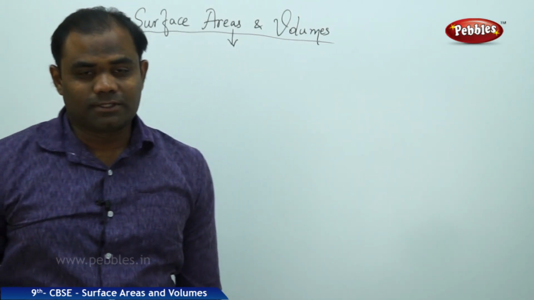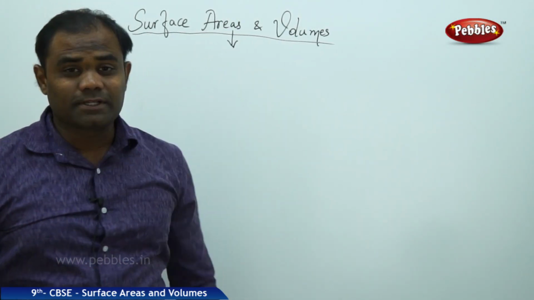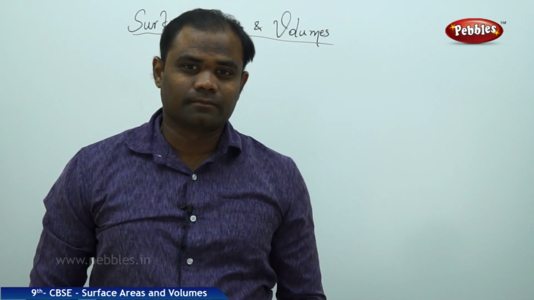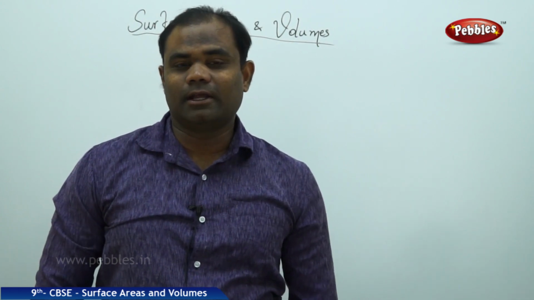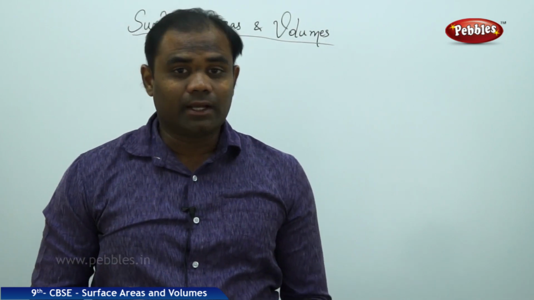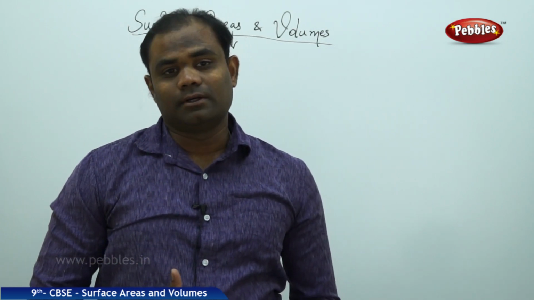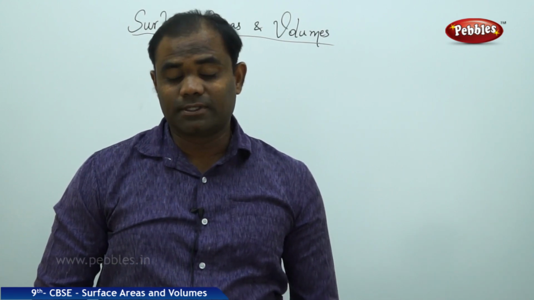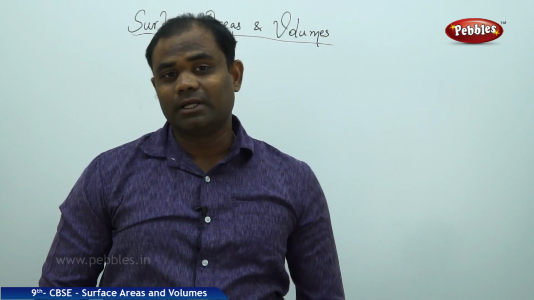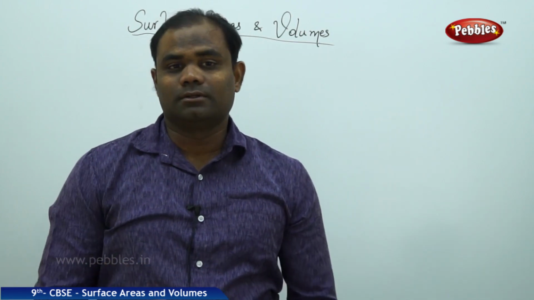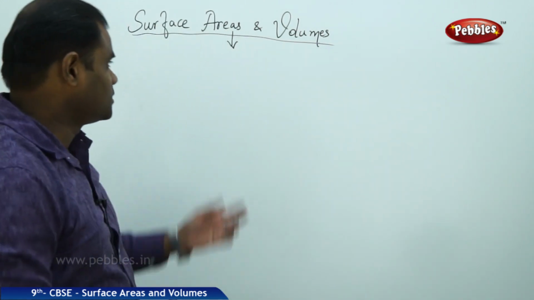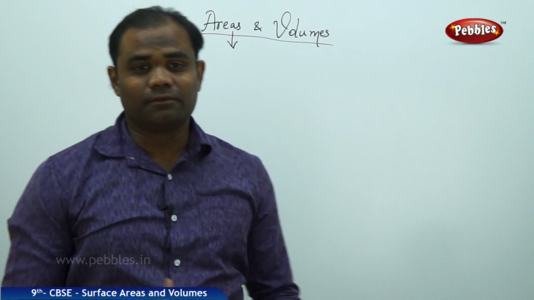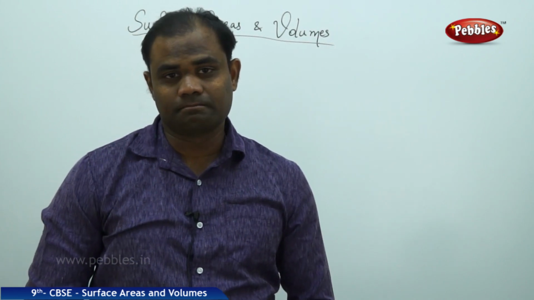The new chapter for the session is surface areas and volumes. What is the surface area and what is the volume? Now that we have discussed area and perimeter in a solid closed figure, similarly we have the concept of surface area and volume, which mainly comes in the three-dimensional zone. So let's see in brief about surface areas and volumes of different solid figures.